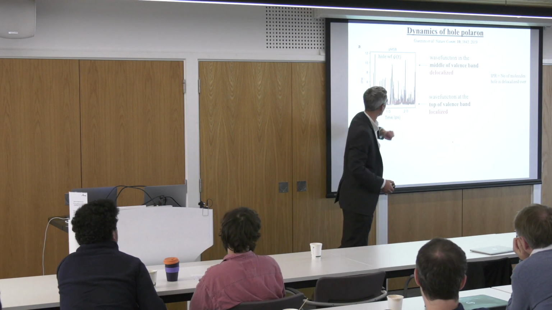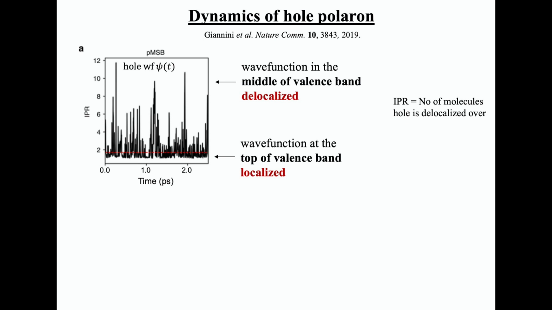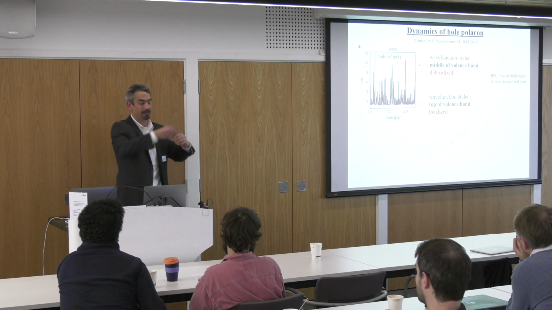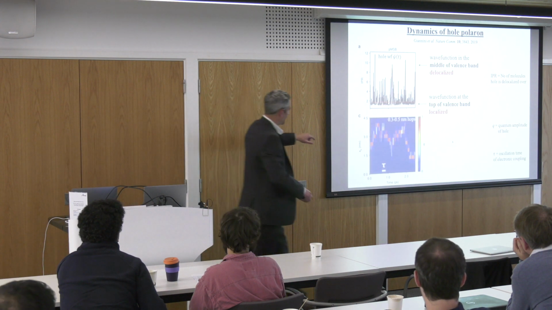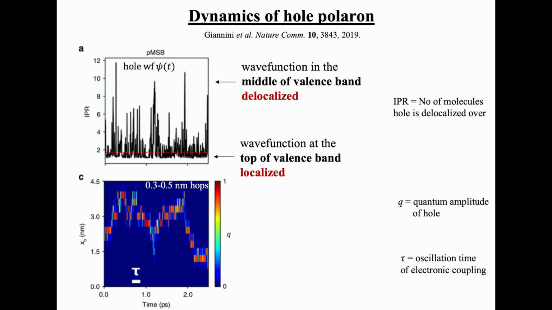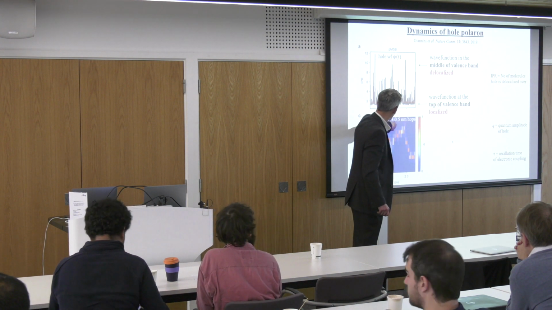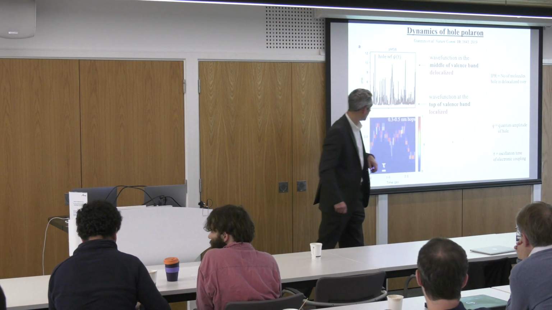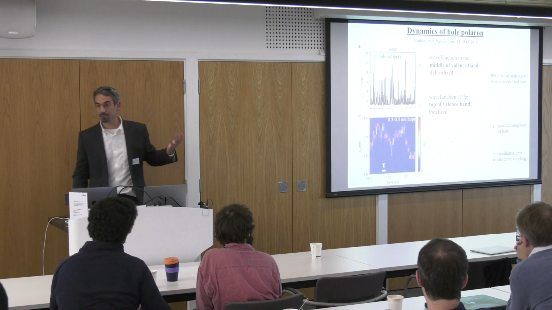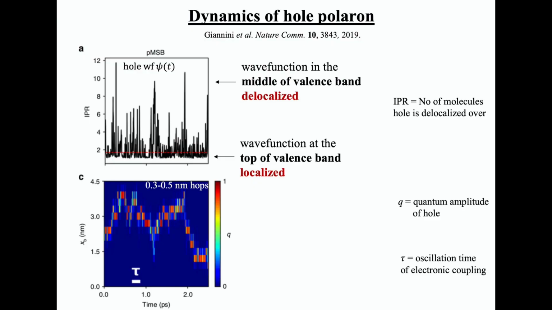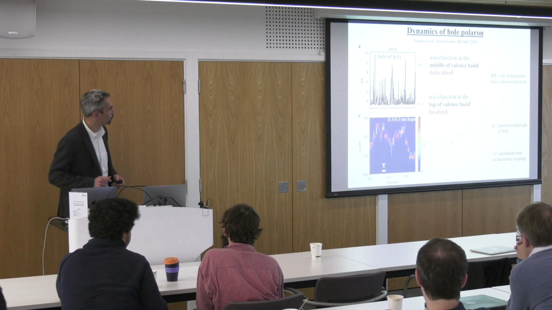Okay, so these are thermally accessible, and so it's this kind of dynamics within that valence band that then causes the charge carrier, and this is exactly the same trajectory, but instead of IPR I show here the displacement, causes the hole to displace along the lattice. Okay, and this is the hopping. So with each hop, the charge carrier moves on by a small amount, just 0.3 to 0.5 nanometers, which is roughly the distance between two molecules.